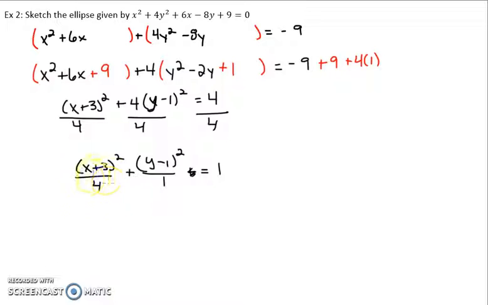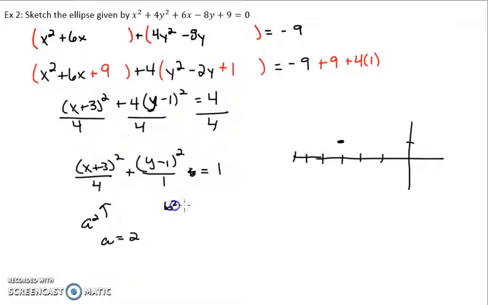So since the number under the x is bigger, we know that we're going to be having a horizontal major axis here. We know the center is negative 3, 1. And since we know that this right here is a squared, we know that a equals 2. Since we know that this right here is b squared, we know b equals 1.